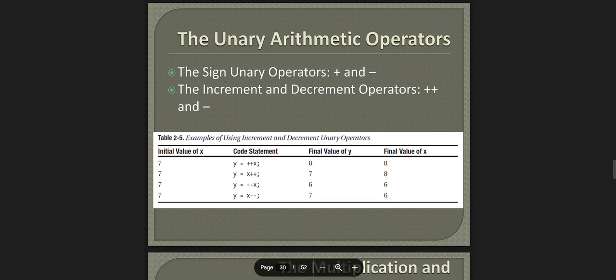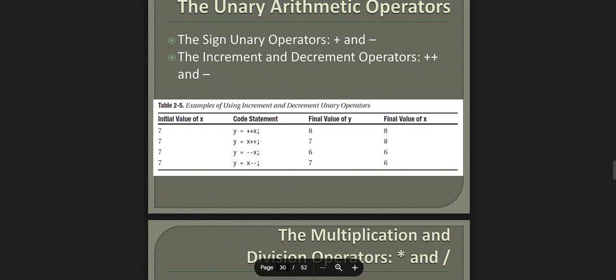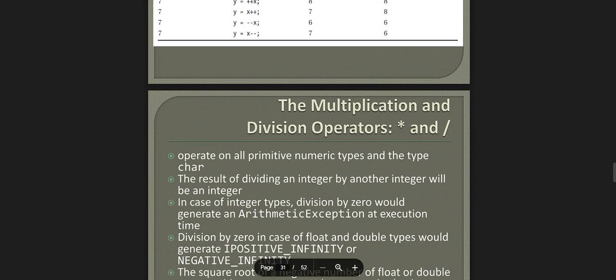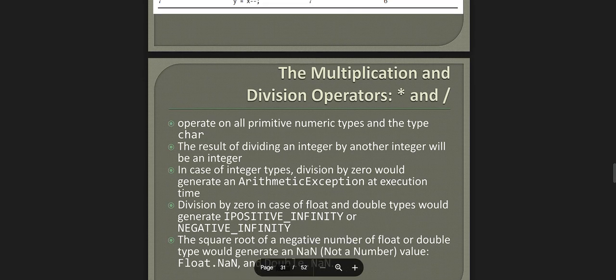Initial value of x is 7. In the code statement, plus plus x, minus minus y, find the value of y and x. The multiplication and division operators operate on all the primitive numeric types and the char data type.